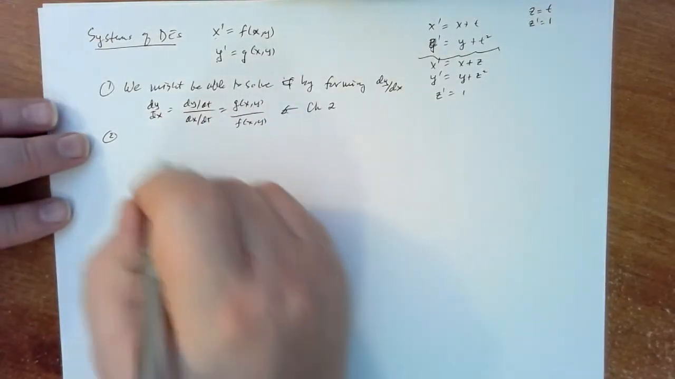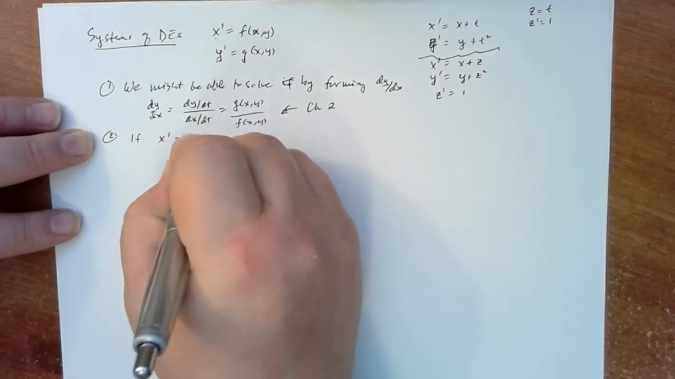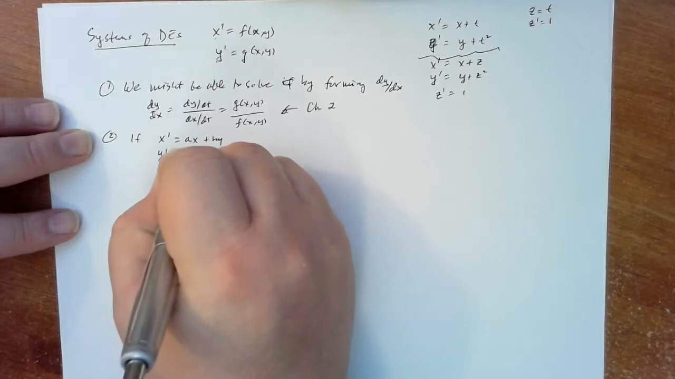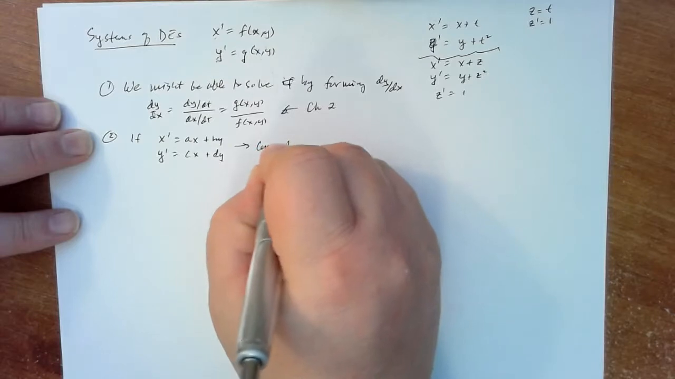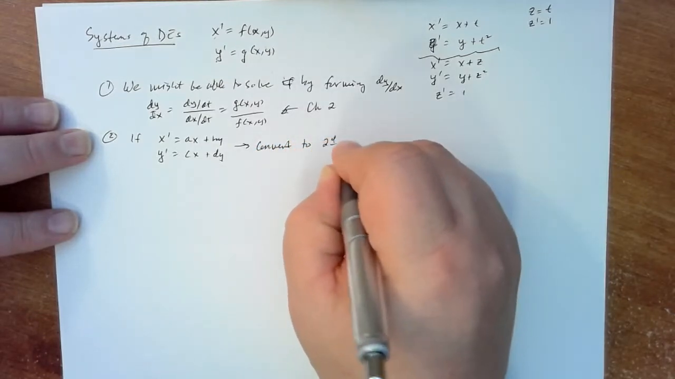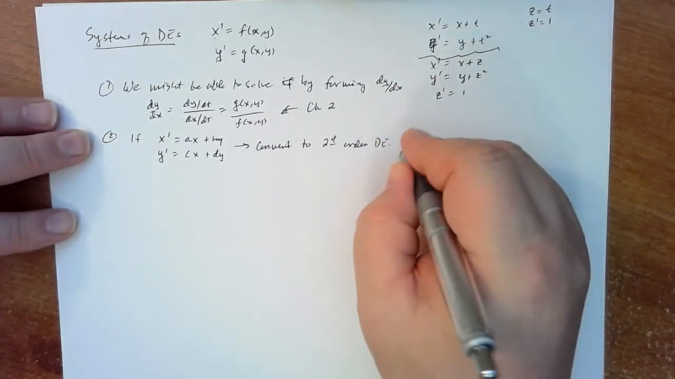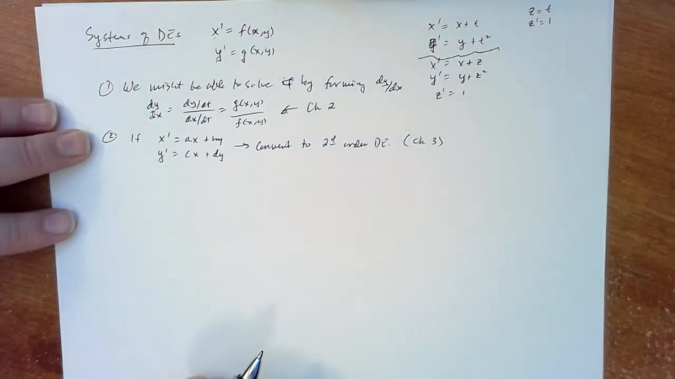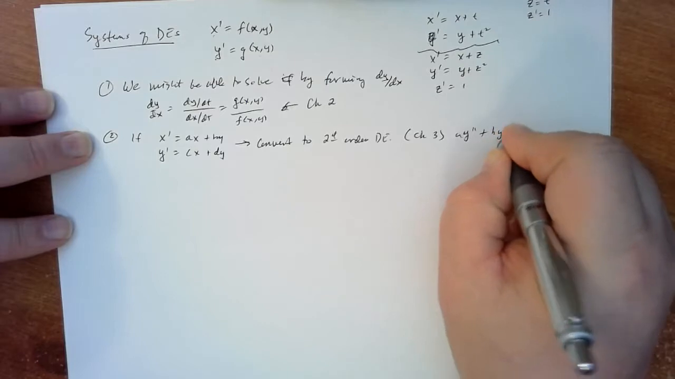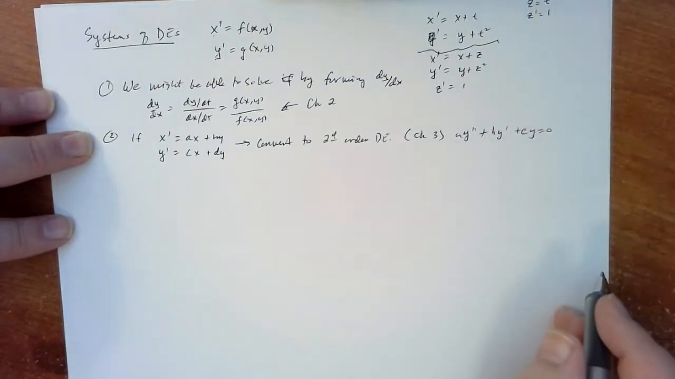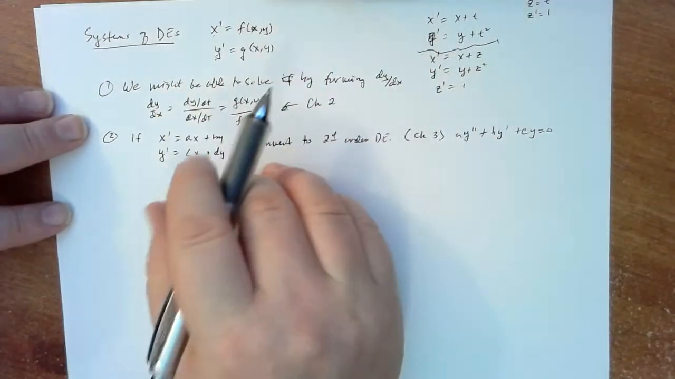Secondly, if it's linear, then it's possible to rewrite this as a second order differential equation, and we could solve it using chapter 3. By that I mean it's a y double prime plus b y prime plus c y equals 0. Good. So those are a couple ways we could solve a system of differential equations right off the bat.